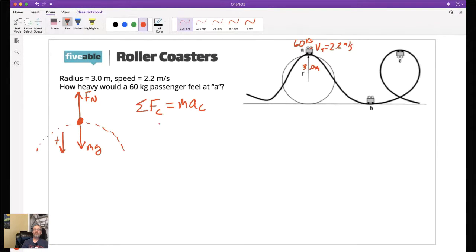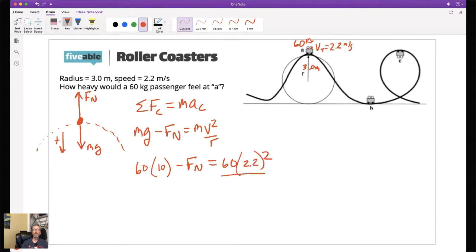So what is the sum of the forces? We said down is positive. So we're going to make mg positive. We're going to subtract Fn. And that's equal to m times, now they gave us a speed. Because they gave us a speed, I want to put in v squared over r at this point. The mass here, we said, was 60 for the person. Gravity is g, so that's 10, minus the normal force. That's what we're looking for. And that's equal to 60, because that's our mass, times 2.2 squared divided by the radius. And the radius here is 3 meters. You'll see that right there.